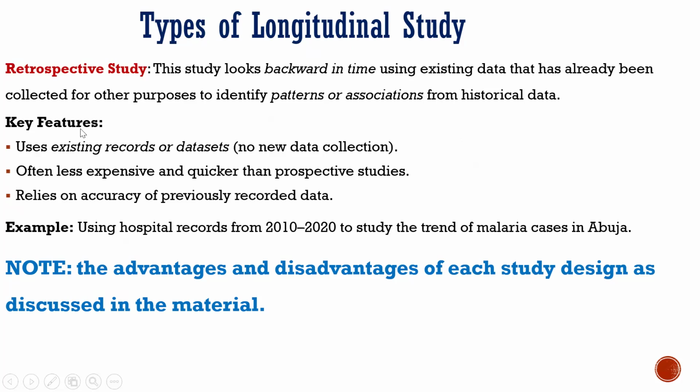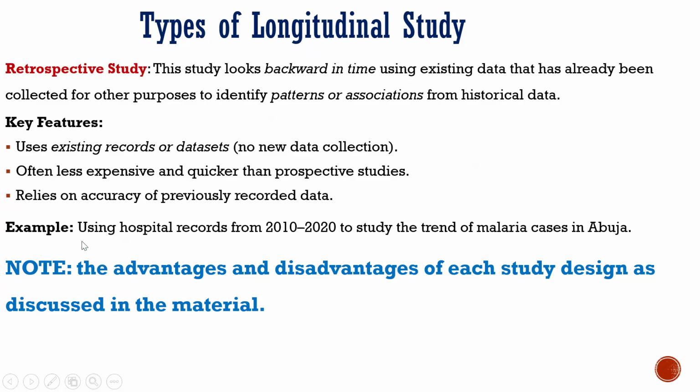Right, so the key factor of the retrospective study is that it uses existing records or data sets, so there's no need for new data collection. It's often less expensive and quicker than a prospective study because there's already made data for you. Then it relies on the accuracy of previously recorded data. Yeah, this can have bias due to errors in data collection.